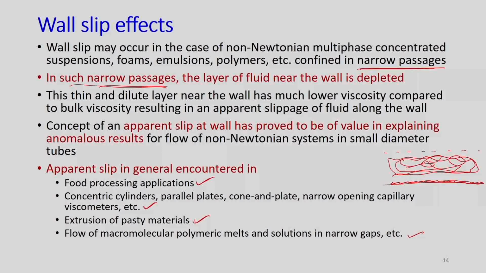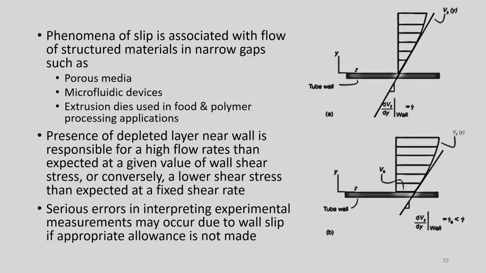These are only a few of the cases where this apparent slip can be encountered, but in the case of non-Newtonian fluids, even when the flow area is not very narrow, some recent research results have indicated that there could be a kind of possible slip velocity, especially for viscoplastic material. This phenomenon of slip is in general associated with the flow of structured materials in narrow gaps, such as porous media, microfluidic devices, extrusion dies used in food and polymer processing applications, etc.